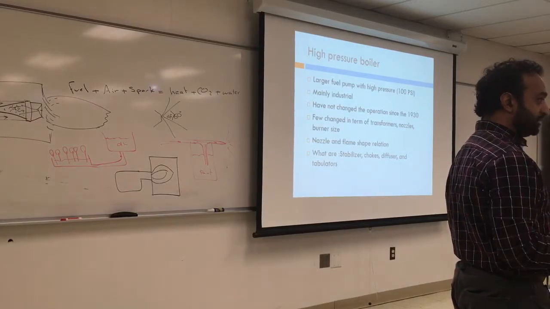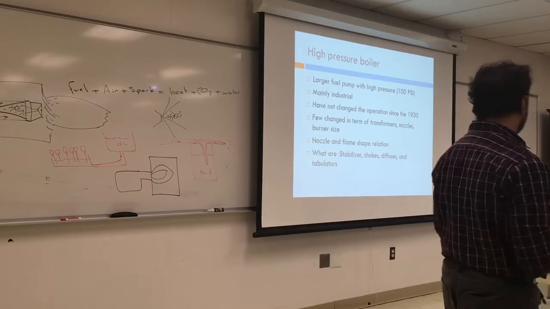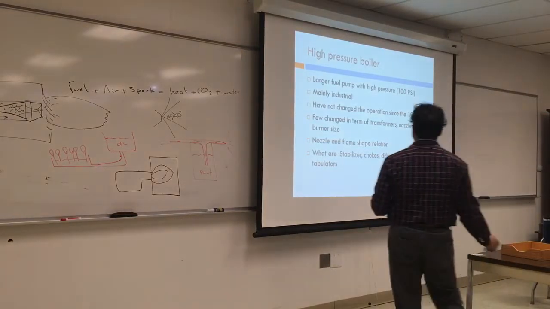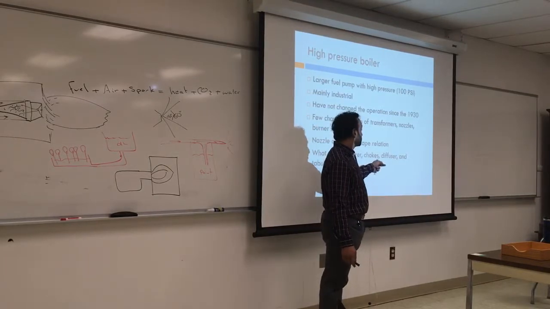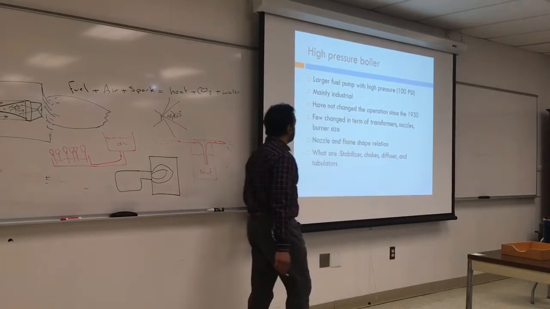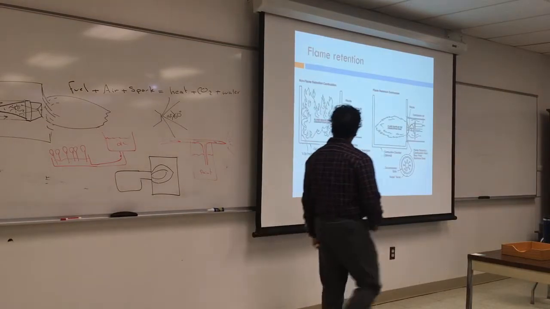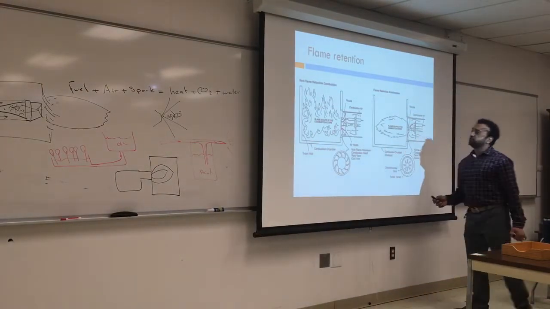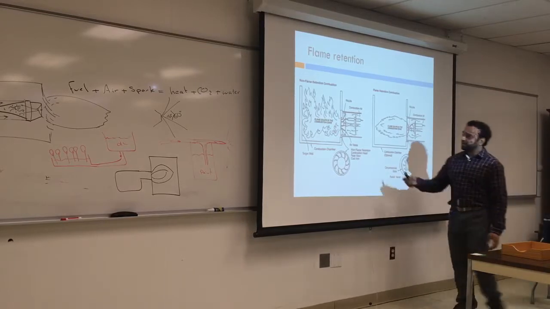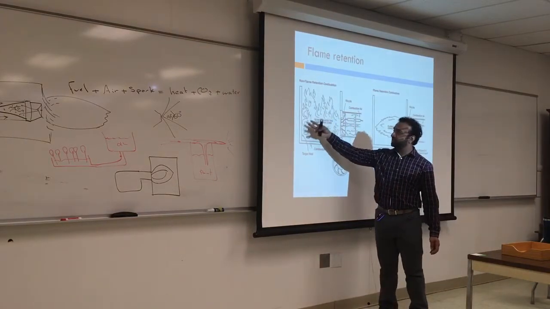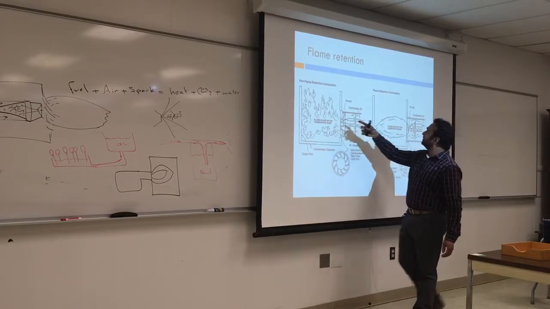Didn't we see that in the lab? Yeah. So we need to work with it, and you can see it. But it's called different names depending on the industry: stabilizers, chokes, diffusers, and turbulator. So this is the flame without flame retention. Flame retention again is the turbulator. So in this case, this is going all over the place. It's hitting the walls. It's not really streamlined.